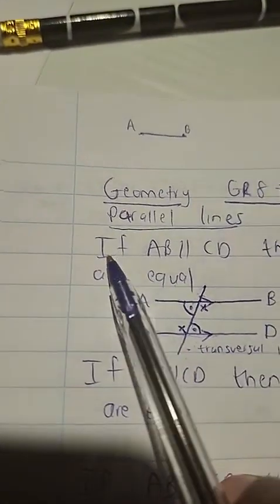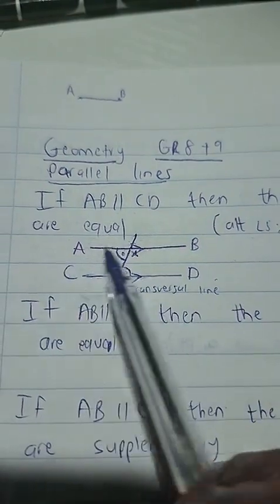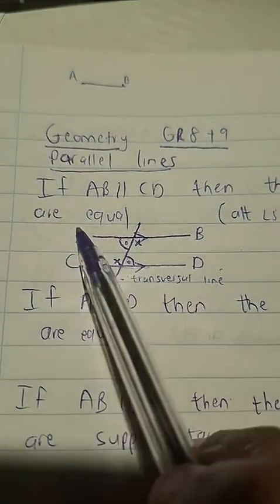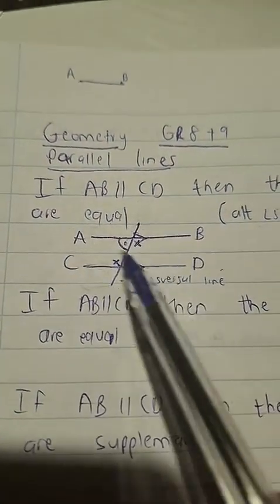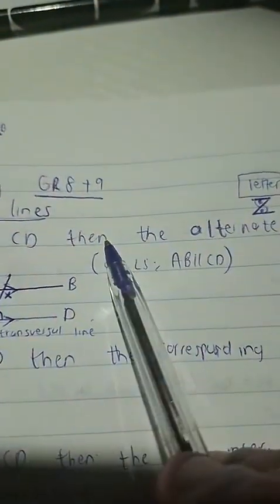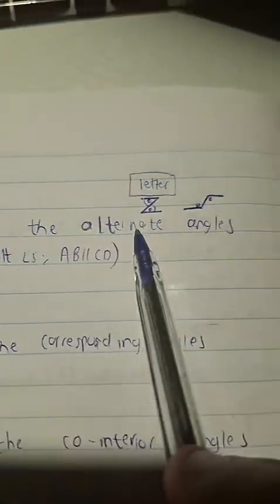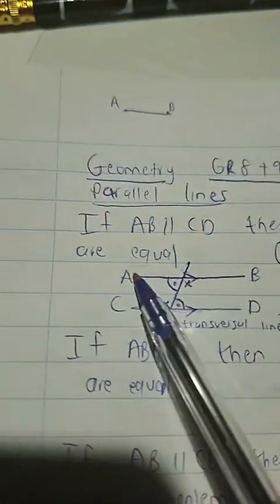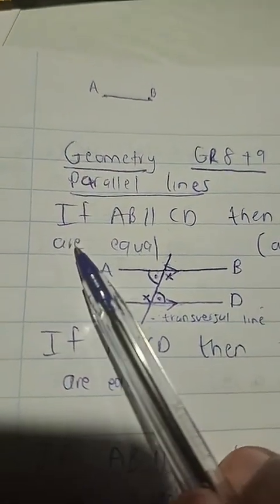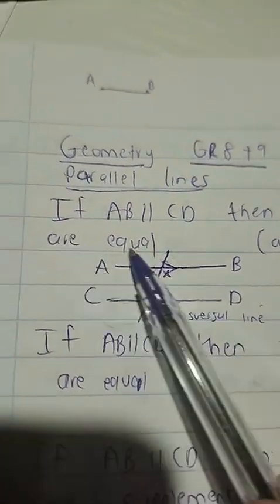So what is this statement saying? It's saying if AB is parallel to CD, as you see that these lines are parallel, then it stands to reason that the alternate angles are equal.